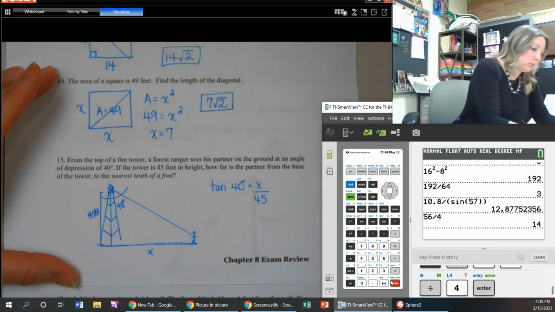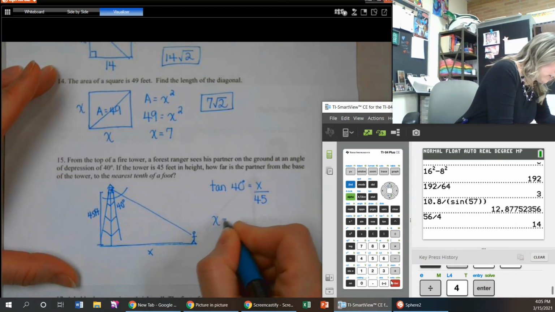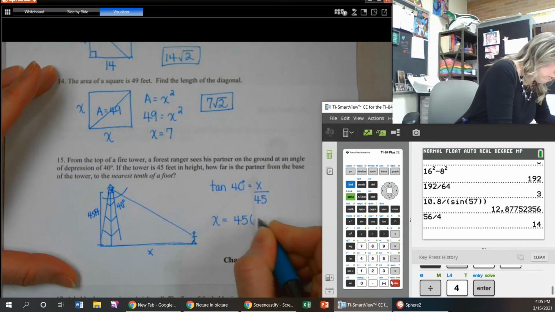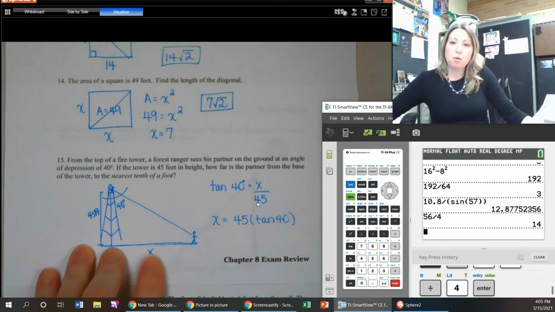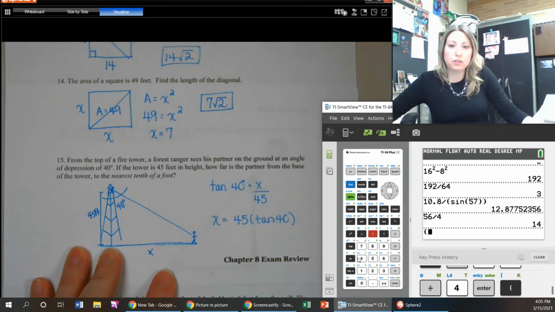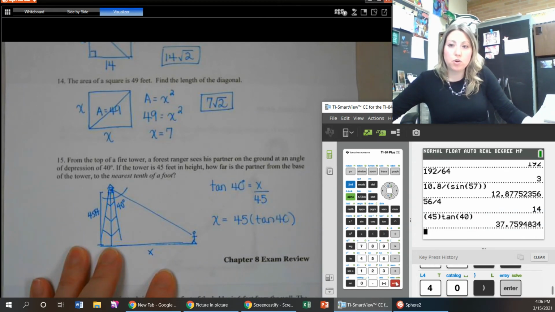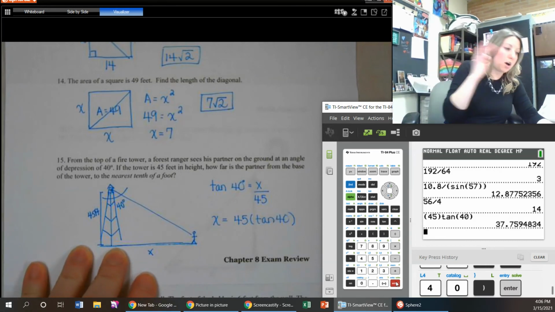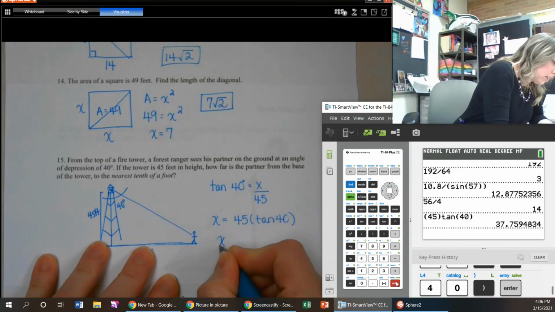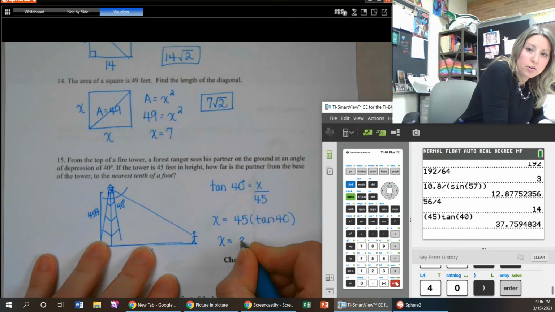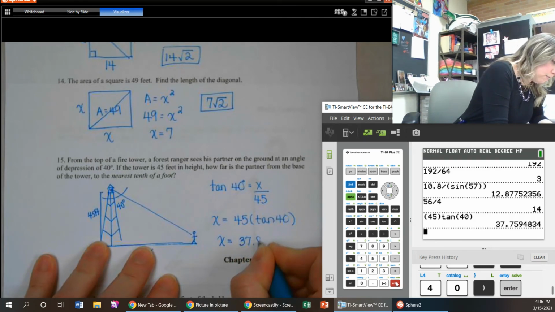So really, I just cross multiply and I get x equals 45 times tangent 40. So let's plug that into my graphing calculator. Probably easier if I put 45 in parentheses in my graphing calculator, right? And then times tangent of 40, because I have to end this guy with a parenthesis anyway. And I get 37.759. So round to the nearest tenth of a foot: 37.8 feet.